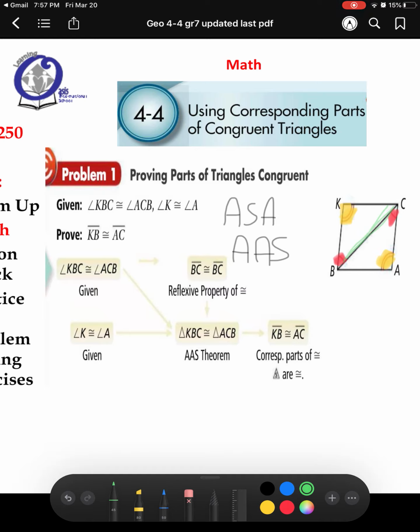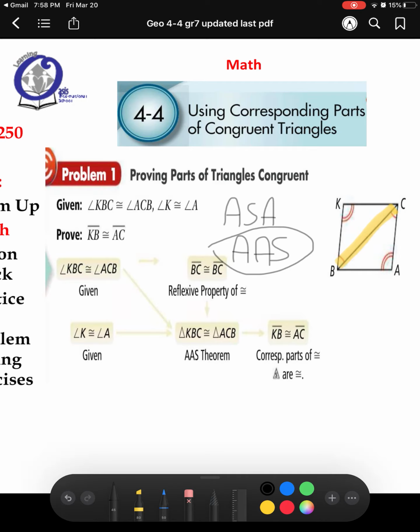I have A and C, and beside the C with one mark, I have this side, and I have B and K, and beside the B, with 1 mark, I have the side. So which theorem from those are we talking about? Which theorem? Definitely we are talking about AAS. Why is that? Because the side is not in between the two angles. It is not in between the two congruent angles.